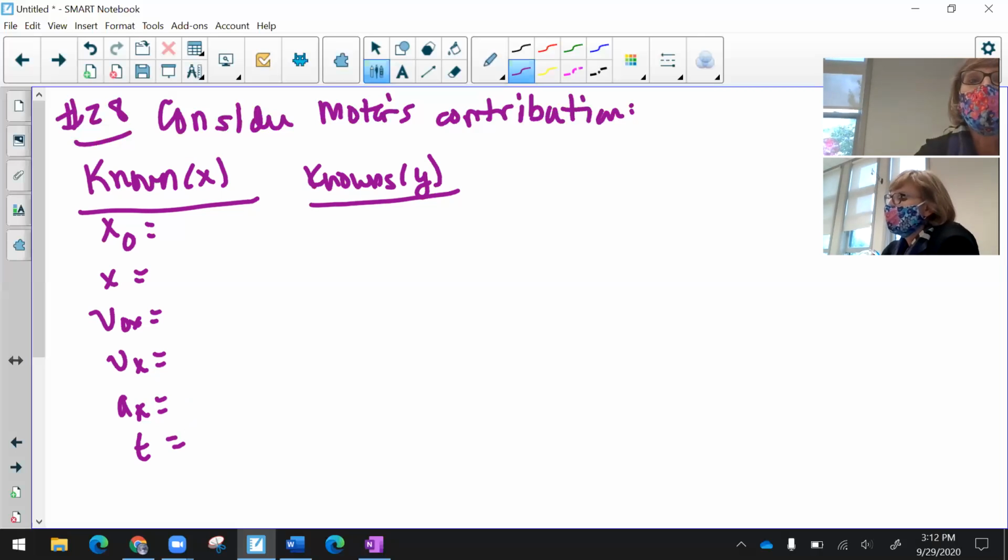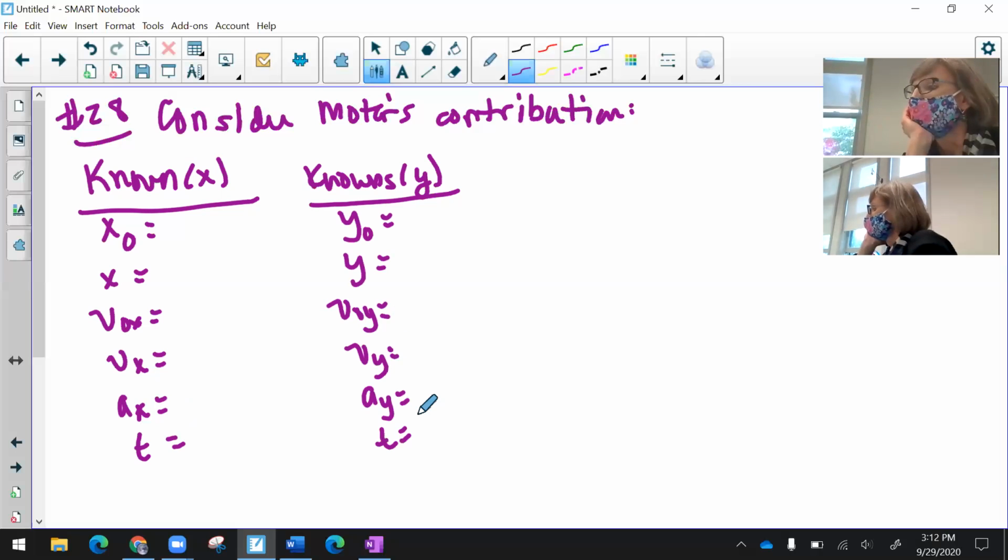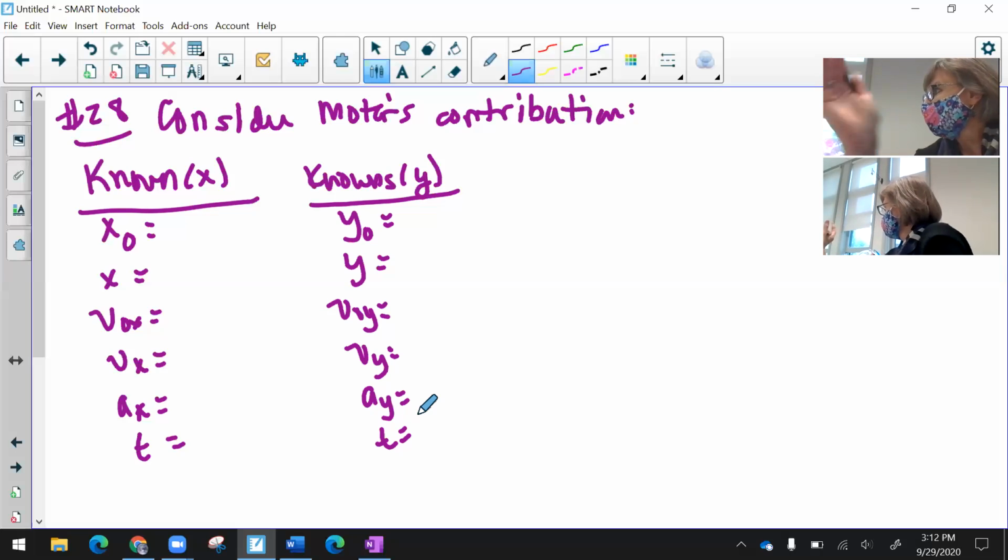And then we have a whole separate set of knowns for Y. We have Y0, Y, V0y, Vy, ay, and t. Remember as well that t is the only variable that's the same for both lists. Either the object is moving, in the air, or it's not. It's not going to move for longer in X than it does in Y. So we can plug in some things that we know.